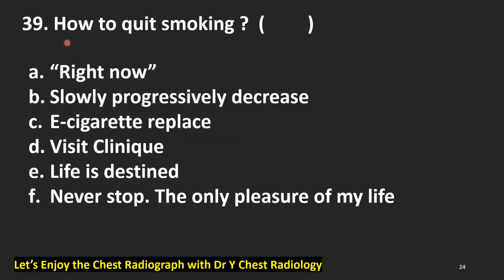This is a test for you. How to quit smoking? Please answer correctly. A. Right now. B. Slowly, progressively decrease the amount of smoking. C. E-cigarette replacement. D. Visit clinic. E. Life is destined. Don't bother me. F. I'll never stop. The only pleasure of my life is smoking. What is your answer? Correct, right now is the right answer.